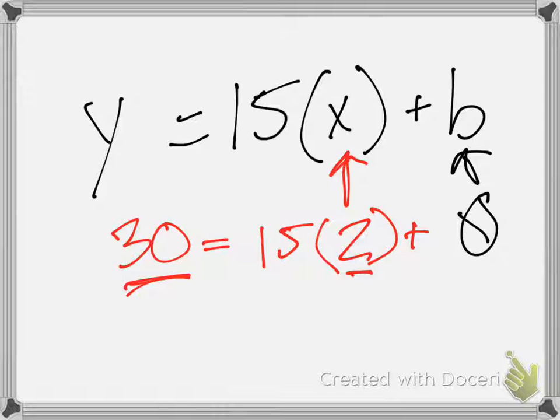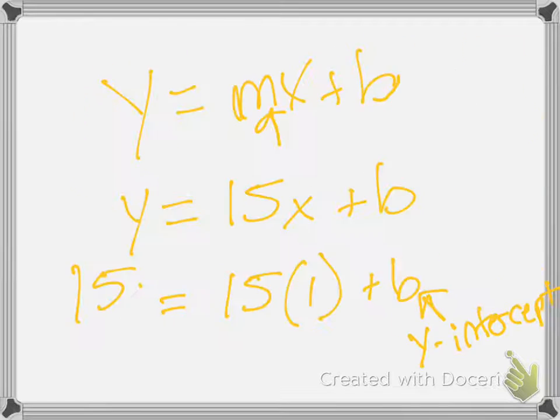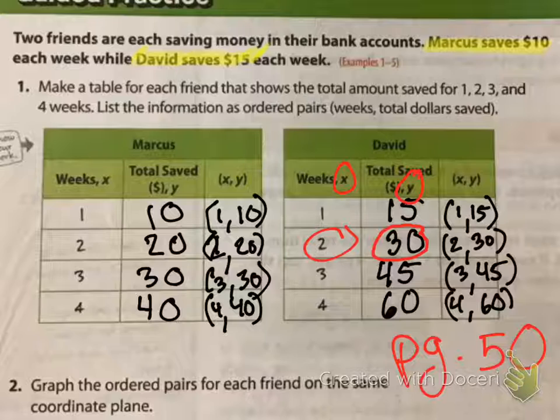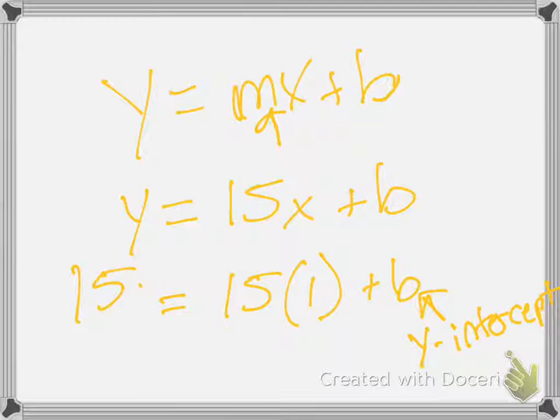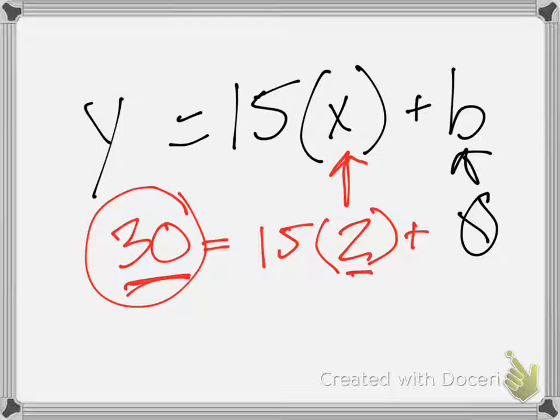So when x is 2, we plug it in. 15 times 2 is 30. So our y value equals 30 because we're just adding 0 to it. And that makes sense because when we go back to our chart, we see that our x is 2 and our y is 30. So that's how we solve this.